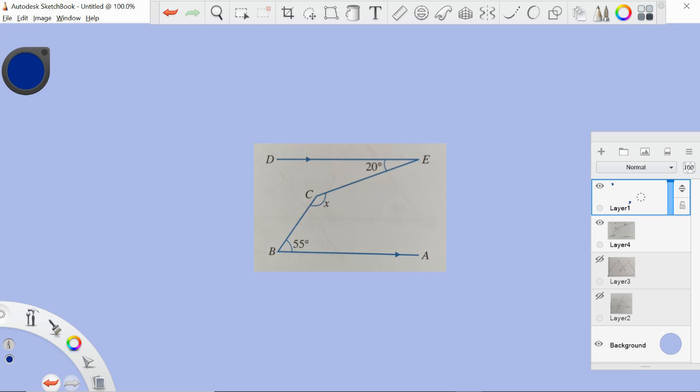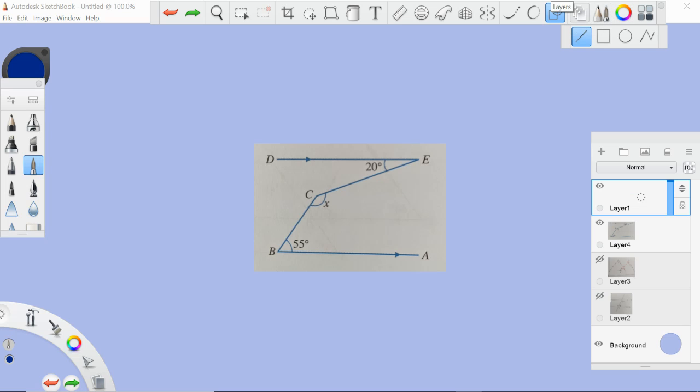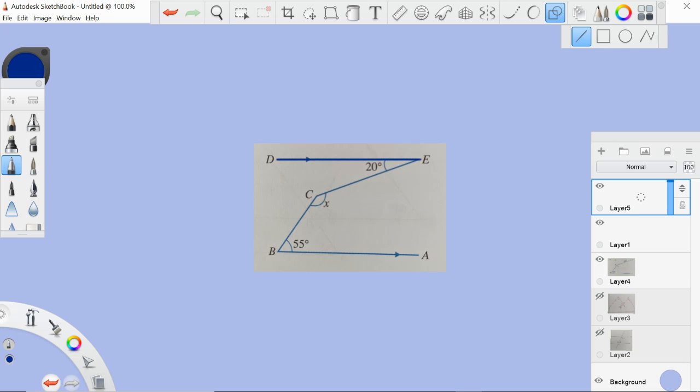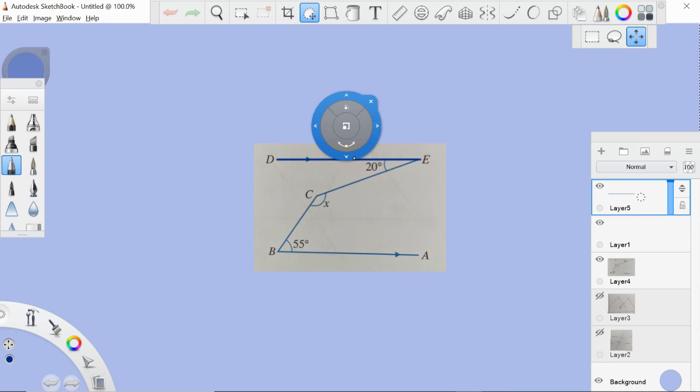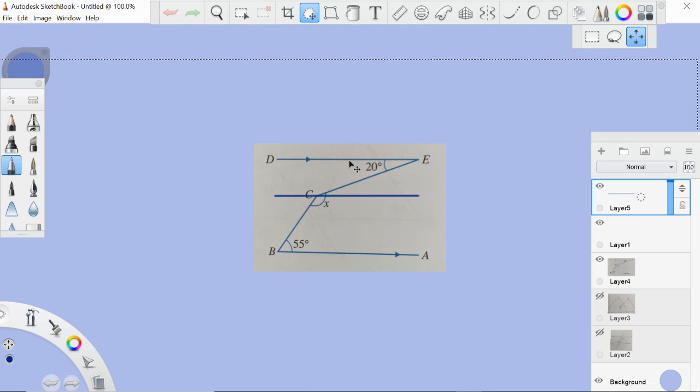Okay, so what do I do? Here's the trick. You're going to take a third line, you're going to draw it in yourself, that is parallel to the top and bottom. Let me get a thinner tool here. And I'm actually going to do this on a new layer so that I can just drag it down. So it's going to go like that. Okay, and there's my parallel line.